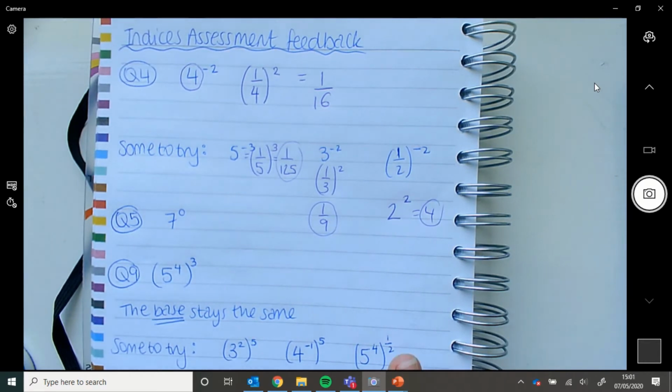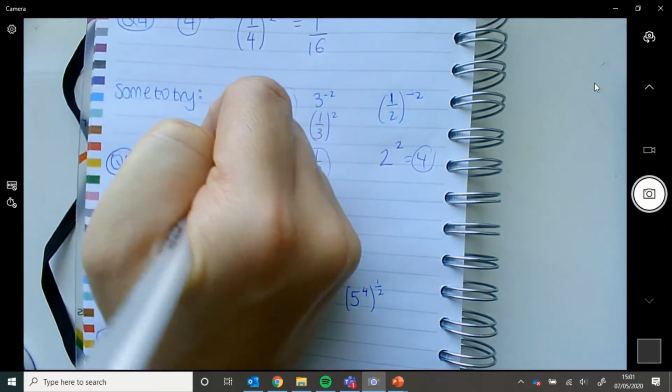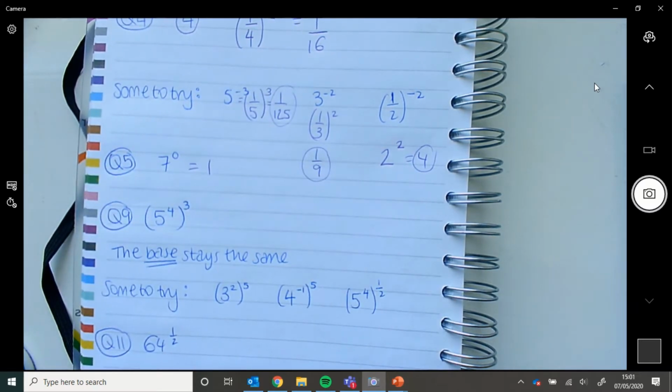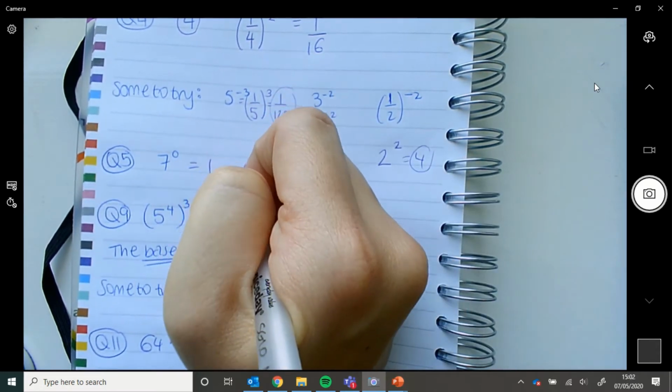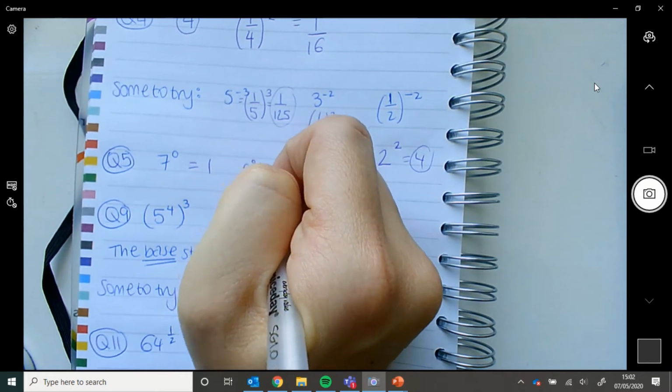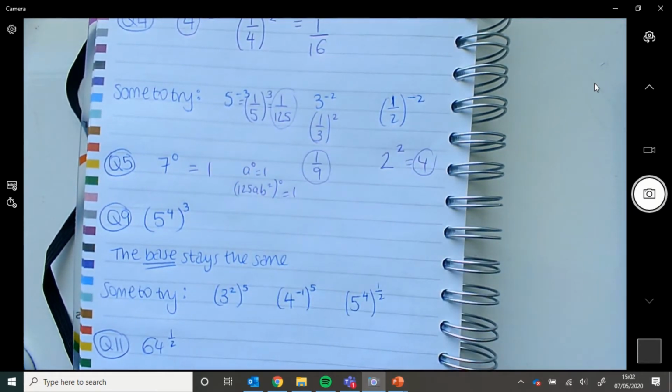Next one that people got wrong, I'm not going to ask you to try any of these because it's the same index law. Anything to the power of 0 is 1. Anything to the power of 0 is 1, whether that is a letter to the power of 0, whether that is really something complicated, all to the power of 0, it always equals 1.